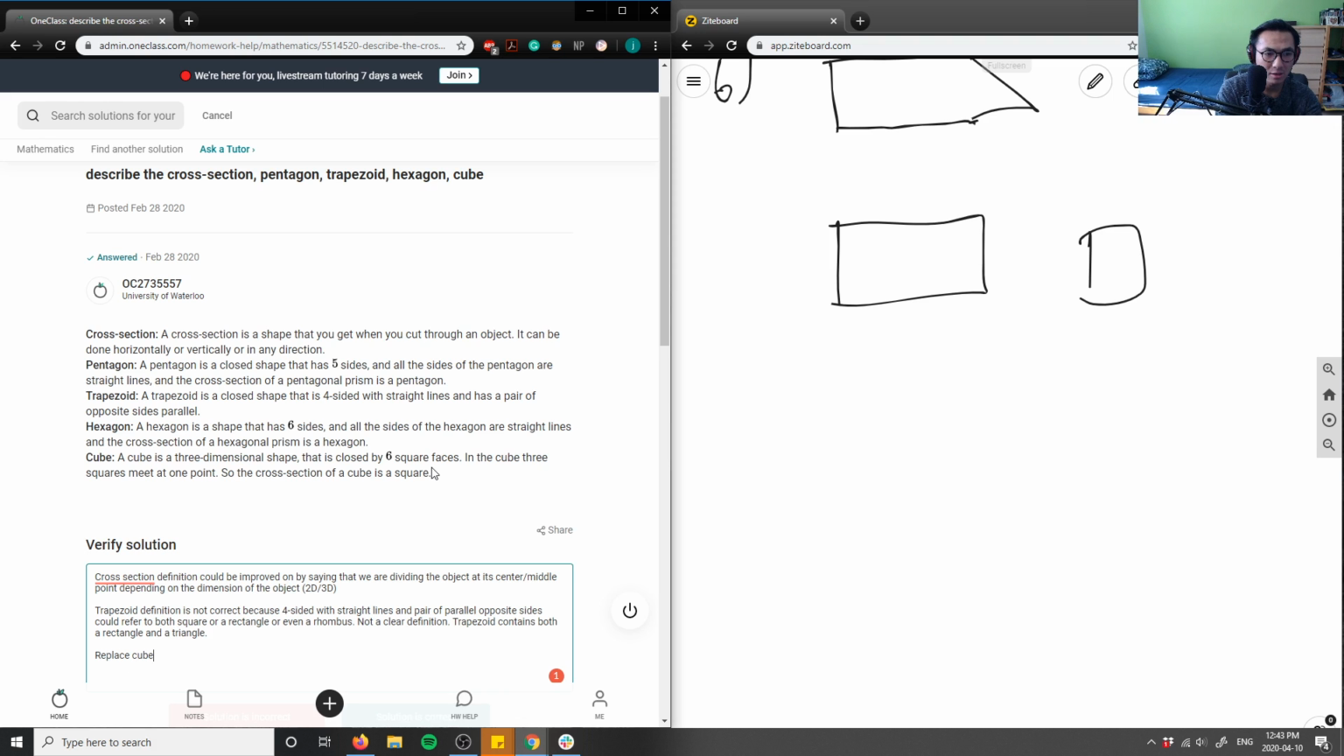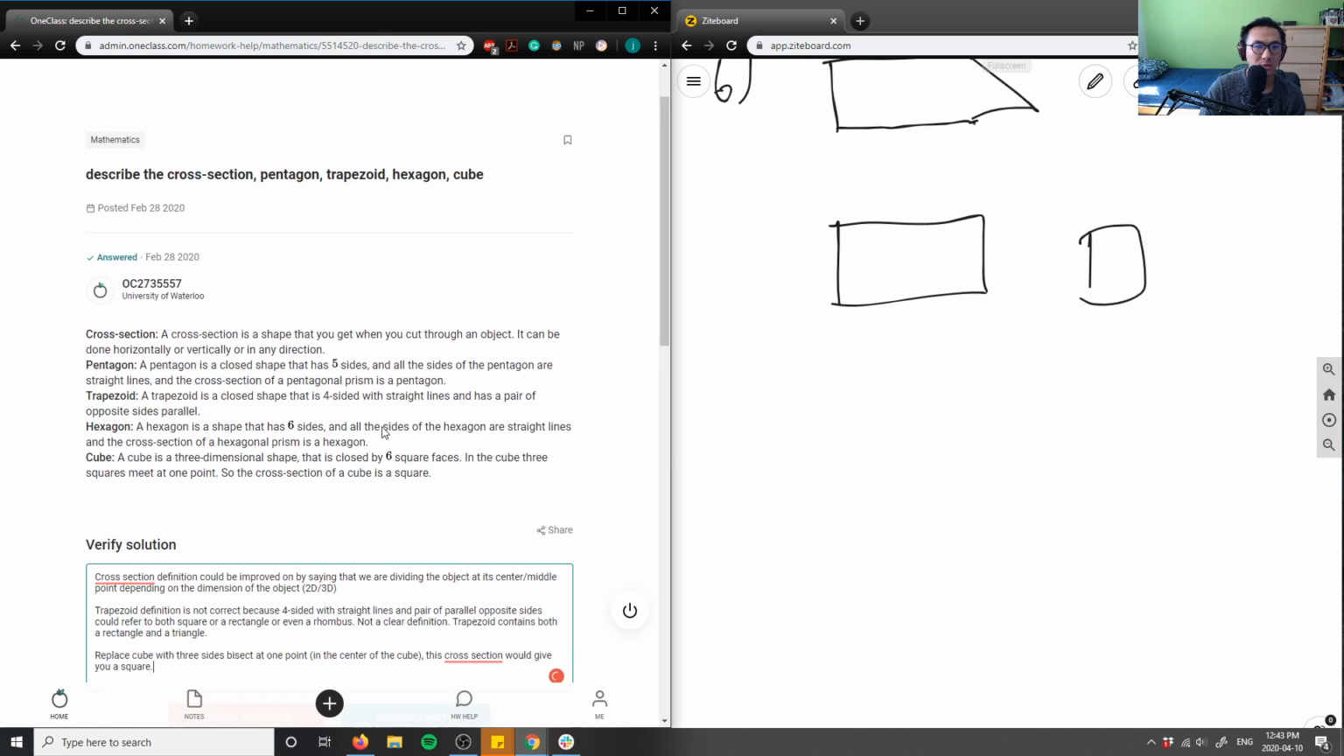replace a cube with 3 sides. They bisect at 1 point, which is in the middle, in the center of the cube. And then this cross section would give you a square. This cross section would give you a square. So I'm going to write that.